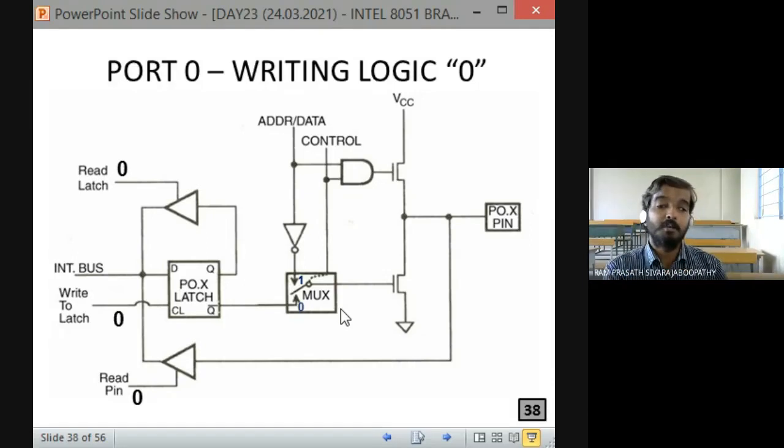My question is, for port operation, what is the status of the control signal? Is the control signal logic 0 or 1? You can see the diagram and tell the answer. For the mux to connect to this port latch, what logic should I write here? Control 0. Very good. If I write 0 at the control pin, we need not consider the address or data. No need to bother about address or data. Why?